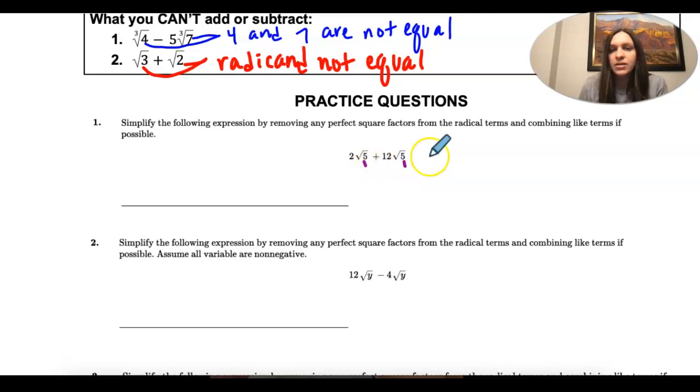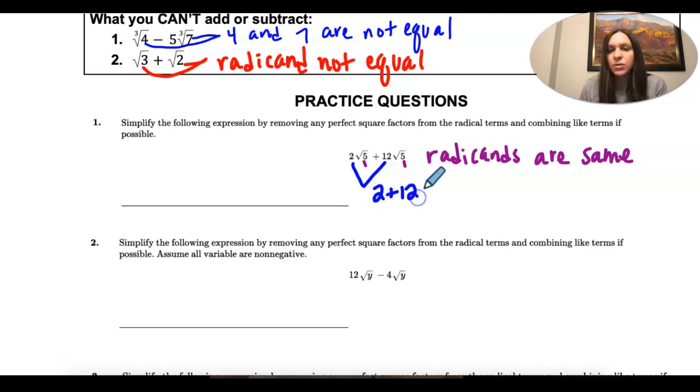And because the radicands are the same, when they're the same, that means we can add. So what we do is we take these numbers in the front and we add those. So 2 plus 12 is 14. And then the radical is a like term. It's like an x. So the square root of 5 just stays the square root of 5.